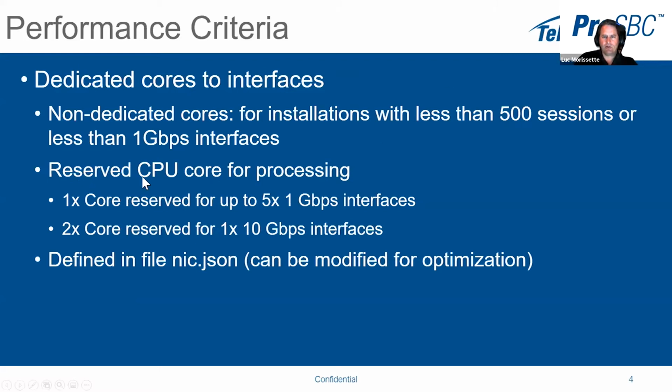You will also have a reserved CPU for processing the network interfaces. So for, let's say, up to 1 gigabit per second interface, you will need to reserve at least 1 core. And for each 10 gigabit per second interface, you need to reserve 2 cores to process the traffic. The reason we want to reserve some cores is that to be able to protect the system, you need to be running at line rate.